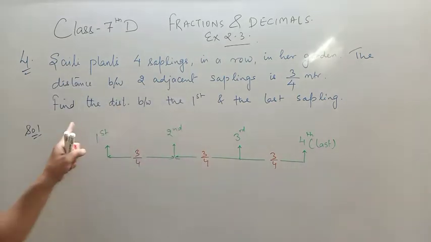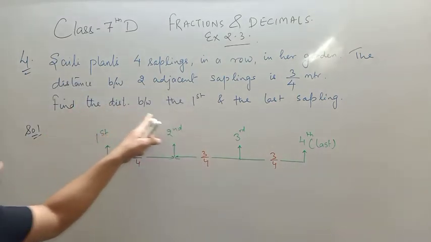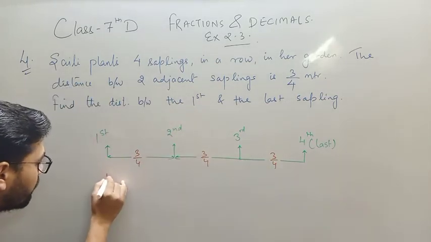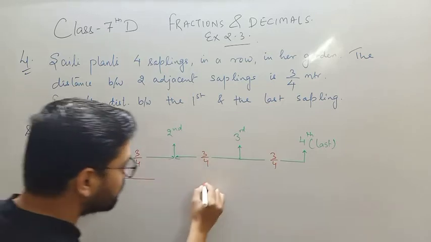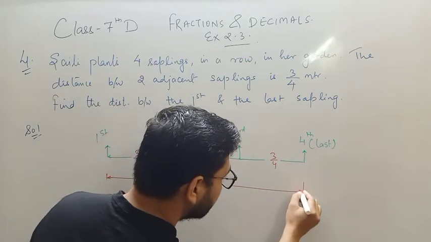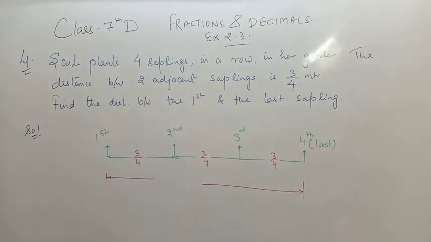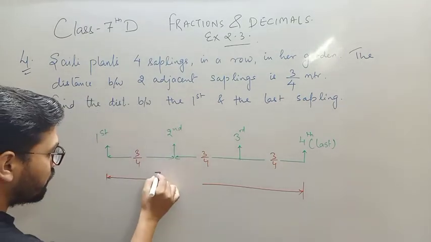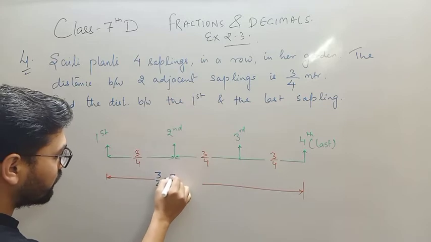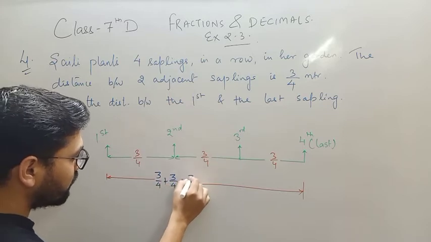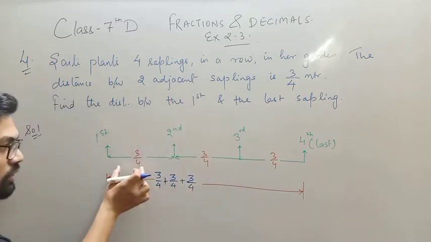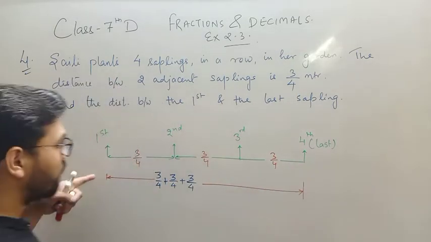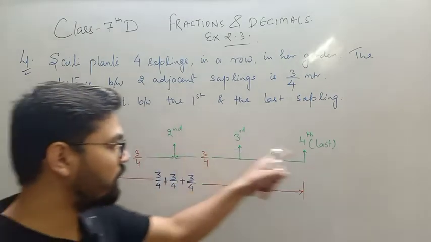But the question asked is, find the distance between the first and the last sapling. So you just need to calculate the total distance between the first and the last sapling. How can you calculate? You can simply write 3/4 plus 3/4 plus 3/4. So you just need to add this one, this one, this one to get the complete length, or you can say the distance between the first and the last sapling.